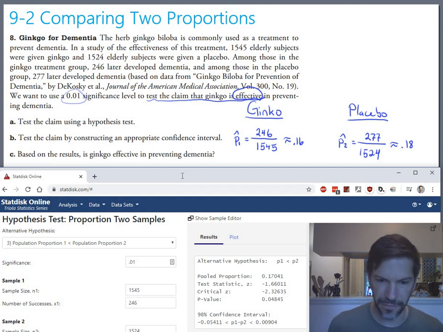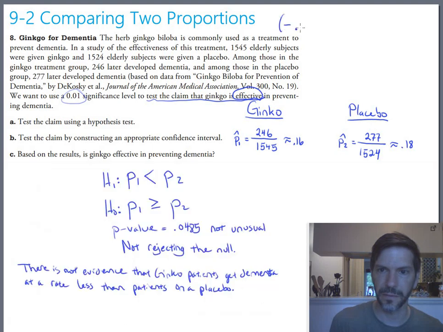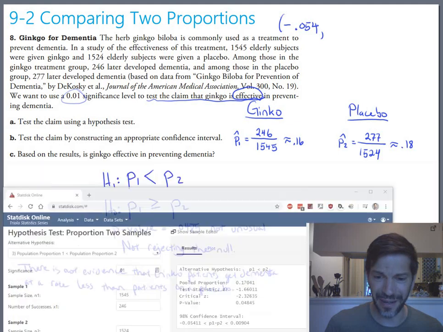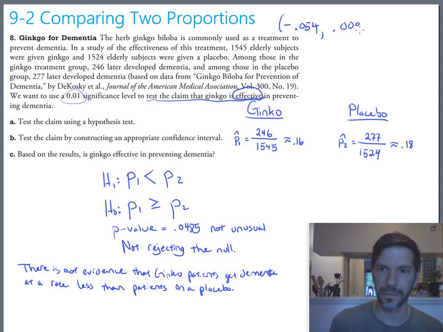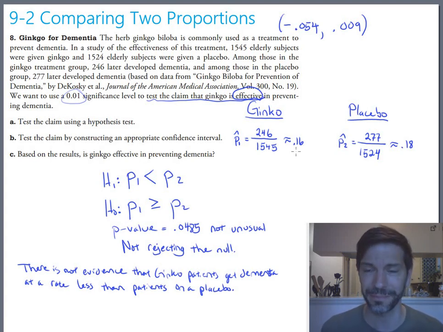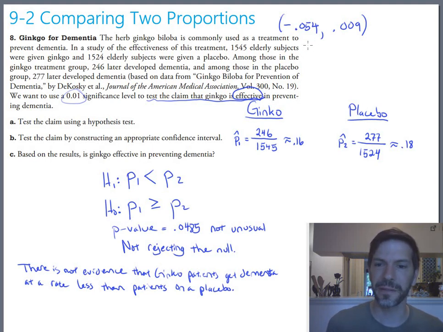Let's see, so it's like negative 0.054, comma, positive 0.009. The key here is to interpret these numbers, because you can look at those and wonder what that even means. Let me rewrite that. The confidence interval always expresses how much bigger group 1 is compared to group 2.